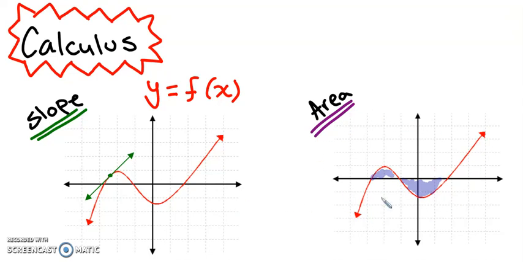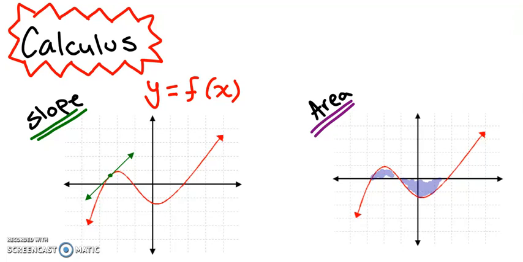And same thing with the area. It's not as easy to find the area of these regions because the function curves. It's not linear, it's not straight. So you can't use a trapezoid, or you can't use a circle, anything like that. You have to use calculus.